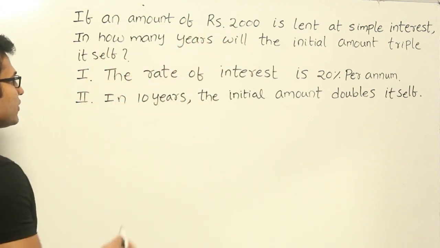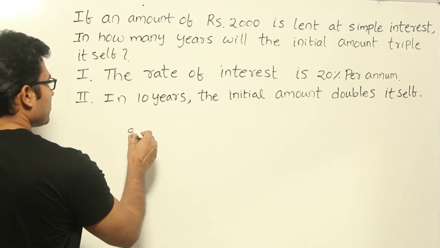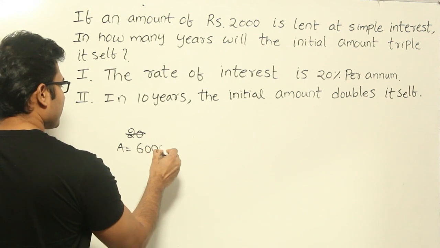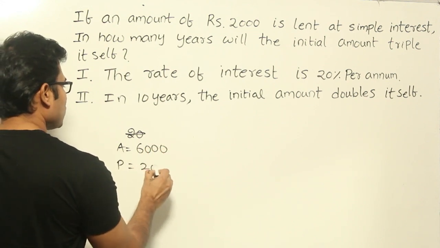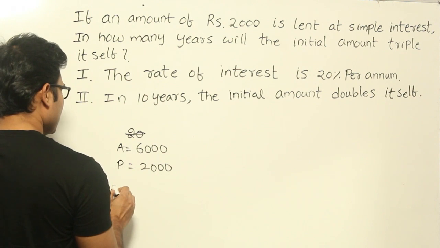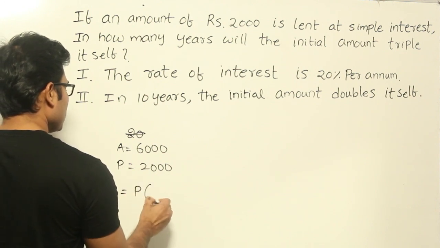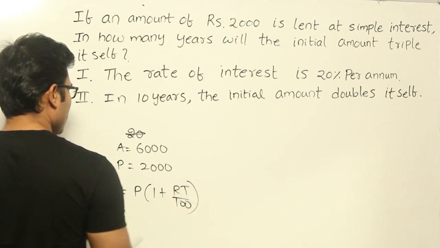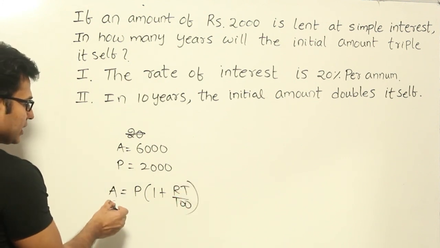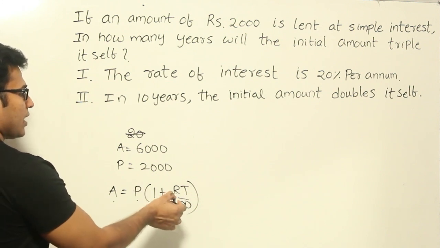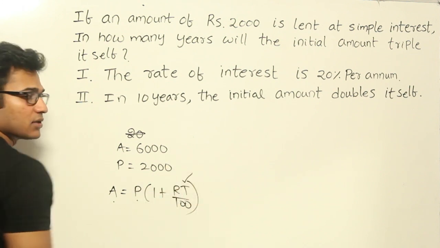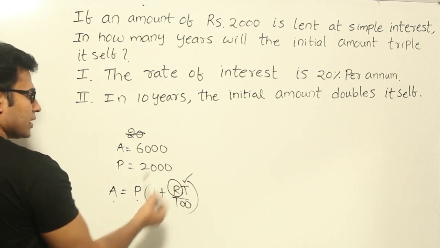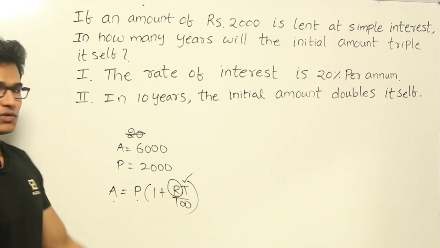So principal amount is given. The amount has to become 6000, right? And the principal is given as 2000. Now we know that amount equals P into 1 plus RT by 100. This is the formula which we already know. Now in this, A is known, P is known, and now T has to be found out. If I have to find out T, the only unknown value is R. So somehow if we can get the value of R, then you can solve the question, right?